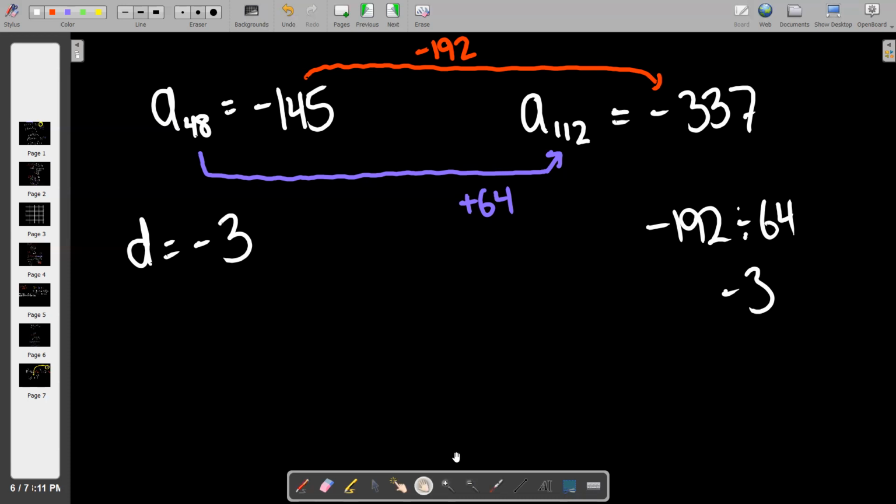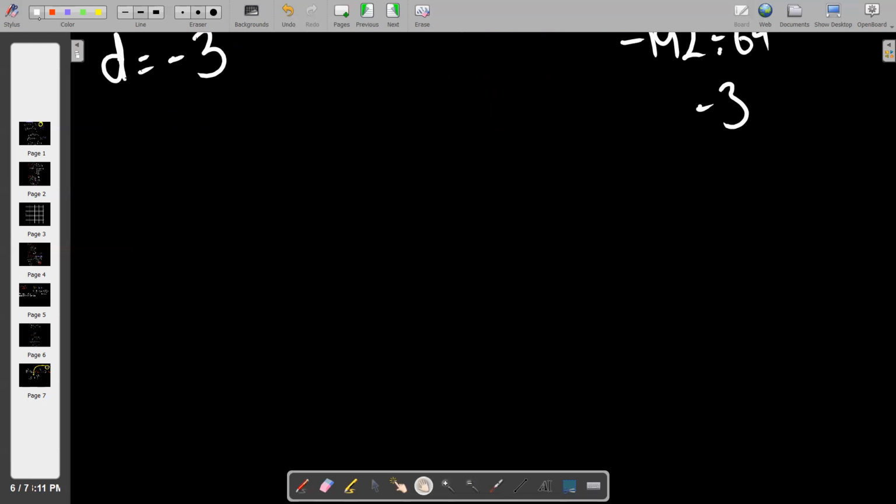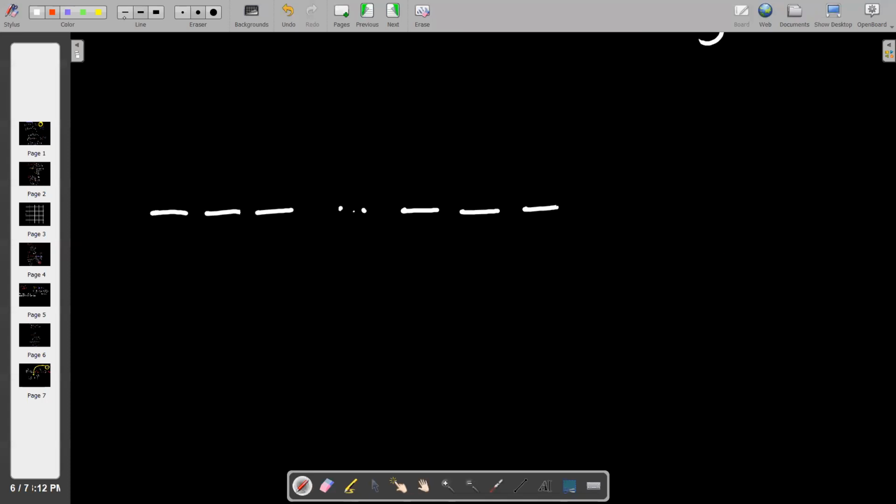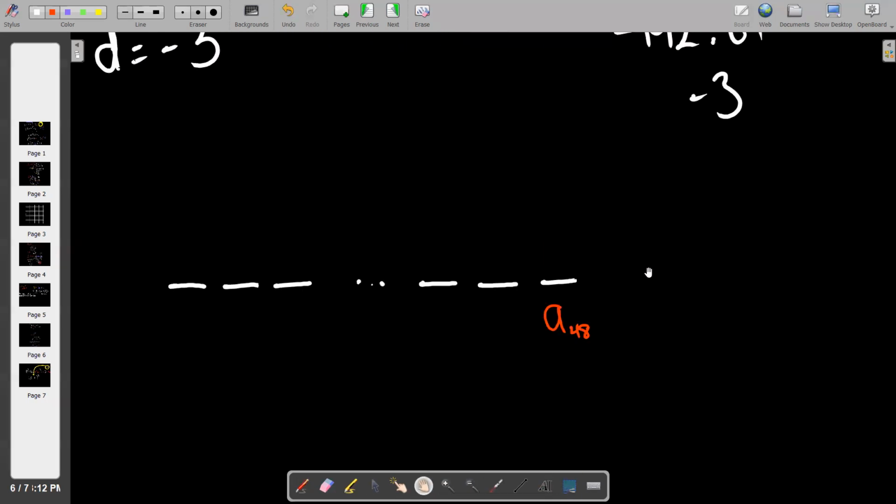So let me draw some sort of half-hearted diagram. I'm not drawing 48 blanks, just FYI, so I'll draw a few. So here it is. There's the first term, here's the second term, here's the third term, dot, dot, dot, and then I'll just do a few more. So based on what my teacher told me, the 48th term, so I'm going to put that down here, a sub 48 is negative 145.